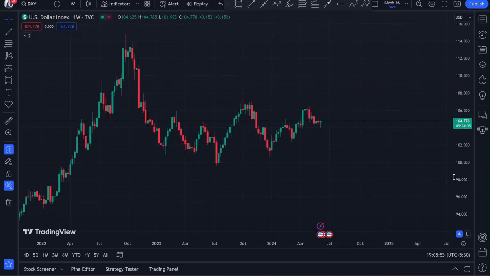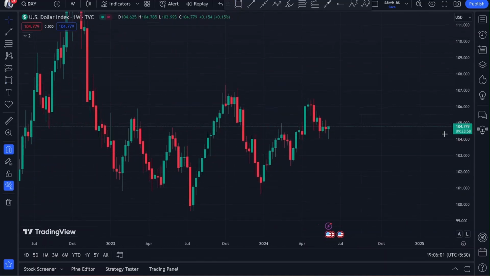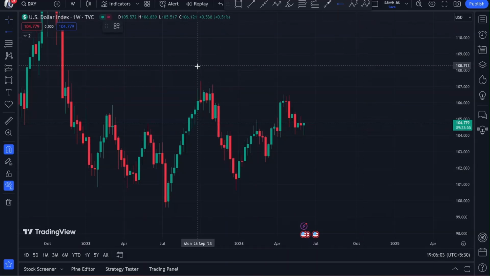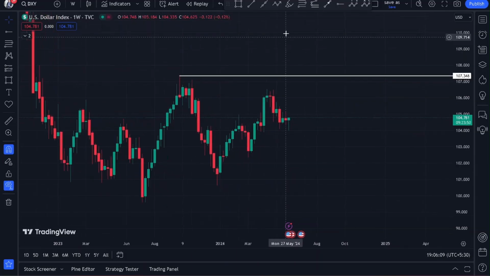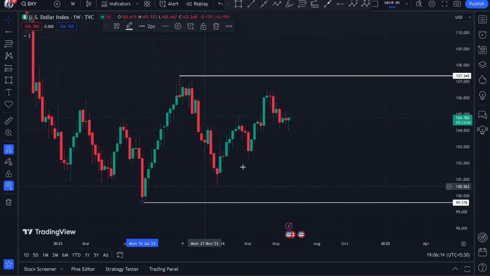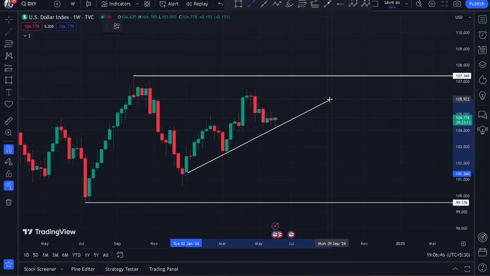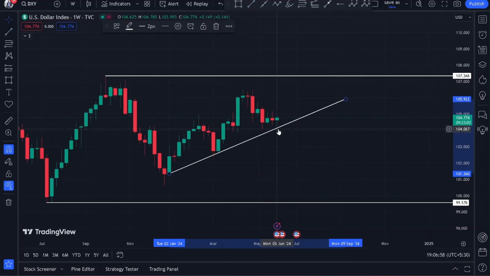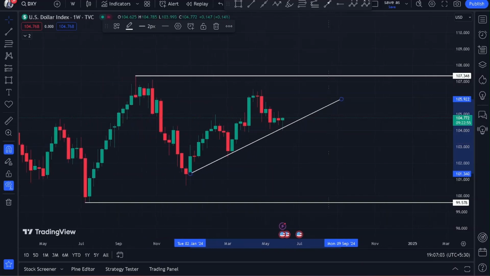So we are on the DXY chart. Currently we are trading within this range, which has this high of 105.348 and a low of 99, which is not of any use. Within this range, we can see there is a trend line going on. If you draw it from the green candles, the price has retouched the trend line and is going back to the upside.